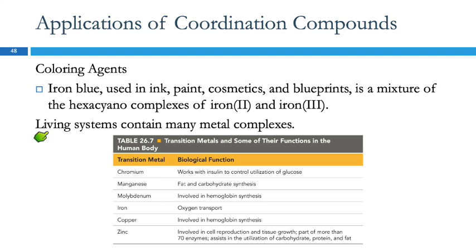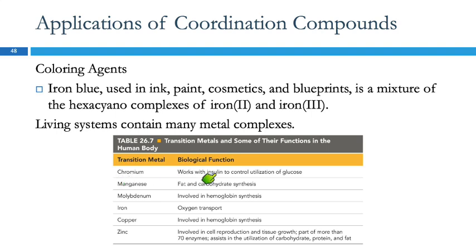Living systems have a lot of metal complexes in them. So you're probably aware that there's certain vitamins that your body needs, and there are also trace minerals that your body needs. A lot of those trace minerals, like molybdenum, you're going to get enough naturally. But sometimes you need to supplement. You don't want to supplement too much, though. But what are these used for?